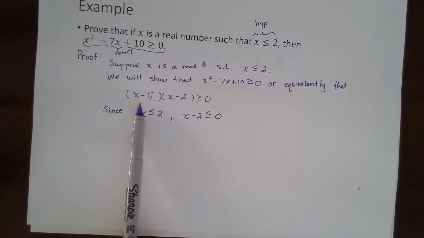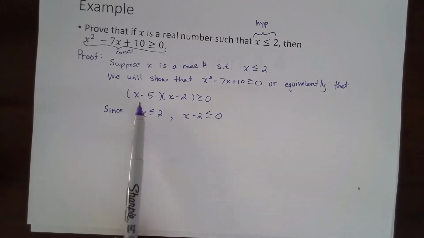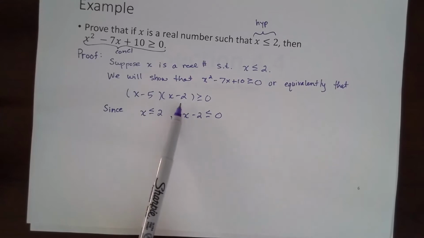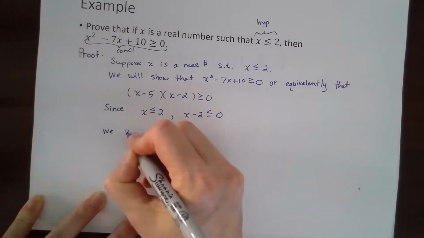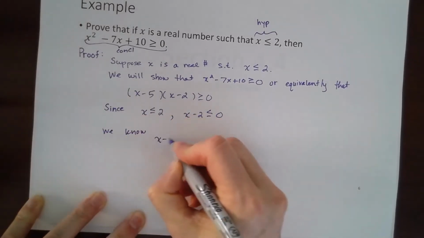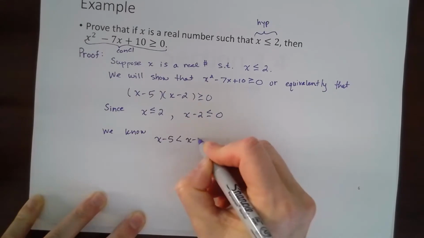It would be nice if we could know something about this other factor, x minus 5. Is there any argument that we could make about x minus 5? How is x minus 5 related to x minus 2? Could we guarantee that it's either bigger or smaller? It's got to be smaller. Okay, so we know x minus 5 is less than x minus 2.